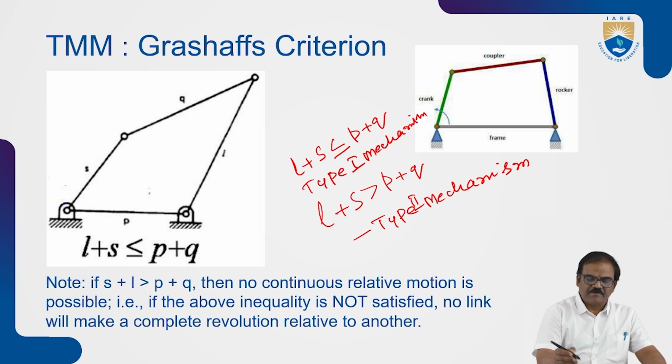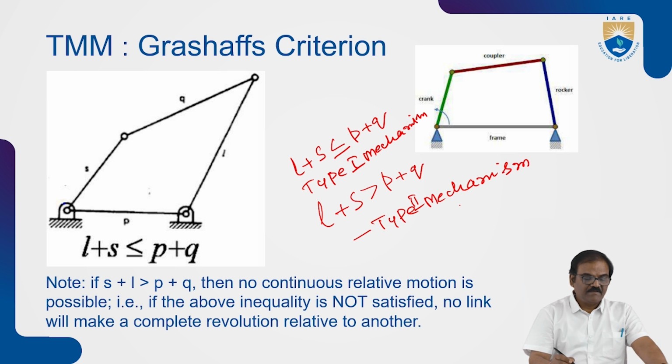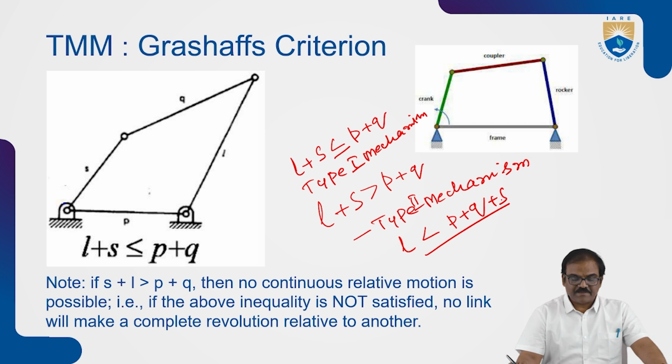The other thing we have to remember is that the length of the largest link, L, should be less than the sum of the other 3 links. Then only is it possible to make any 4-bar mechanism. Otherwise, it is impossible to make any 4-bar linkage mechanism. It is impossible to create any mechanism if the largest link is not less than P plus Q plus S.